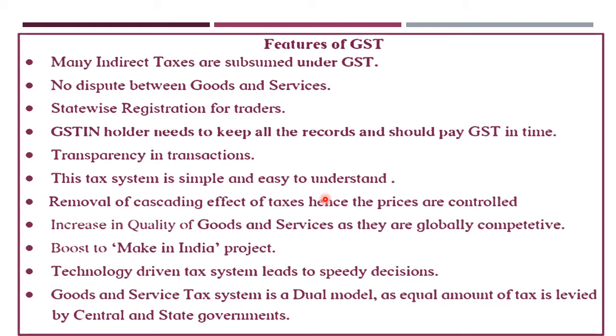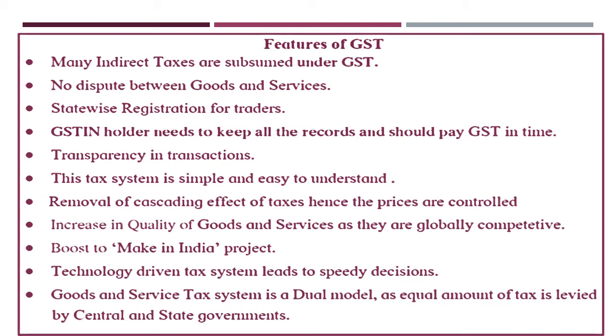Next, the goods and service tax system is a dual model, as an equal amount of taxes is levied by the central and state governments. Both the central government and state government taxes are covered under GST. Throughout India it is the same system, and throughout India a fixed product has a fixed rate of tax.